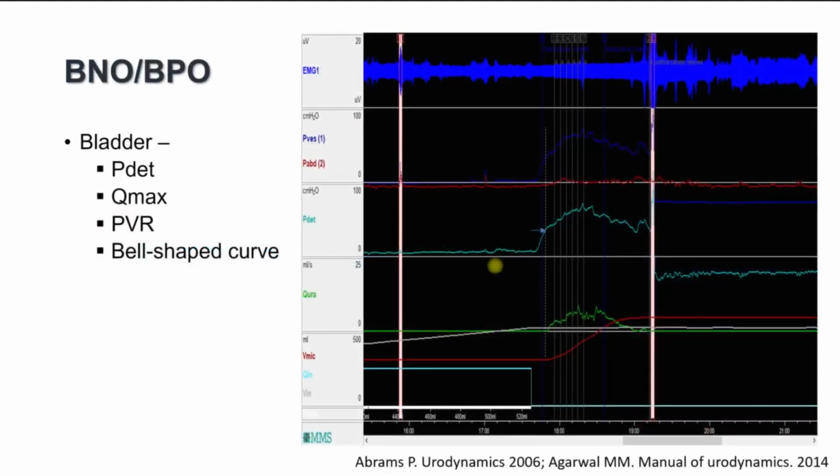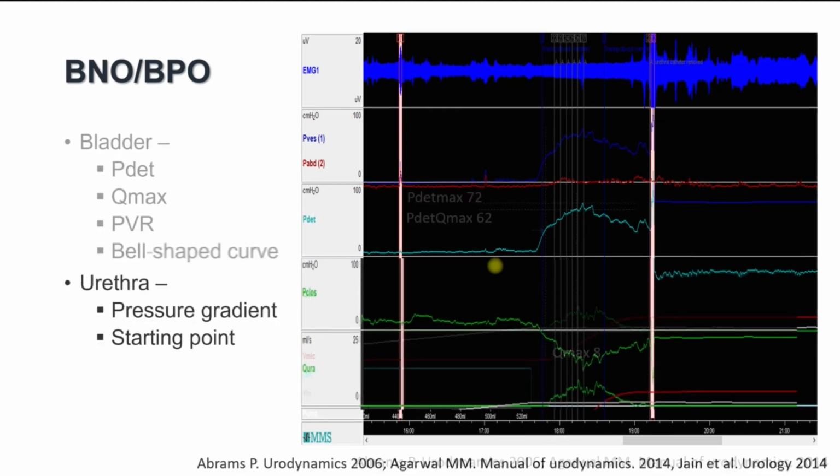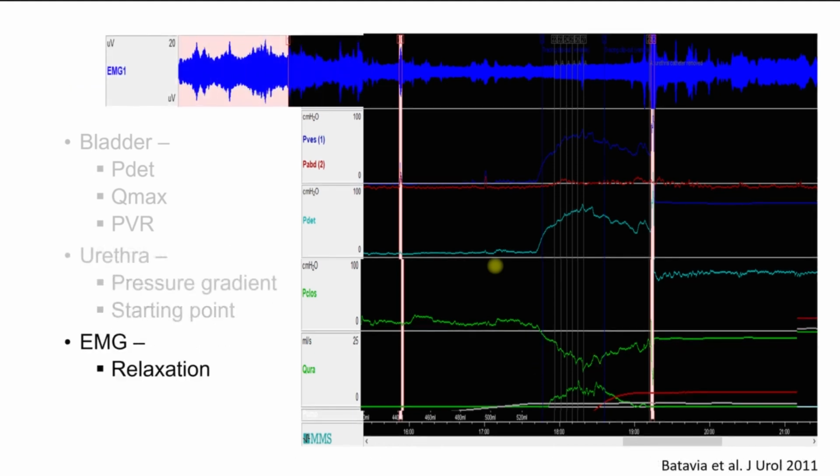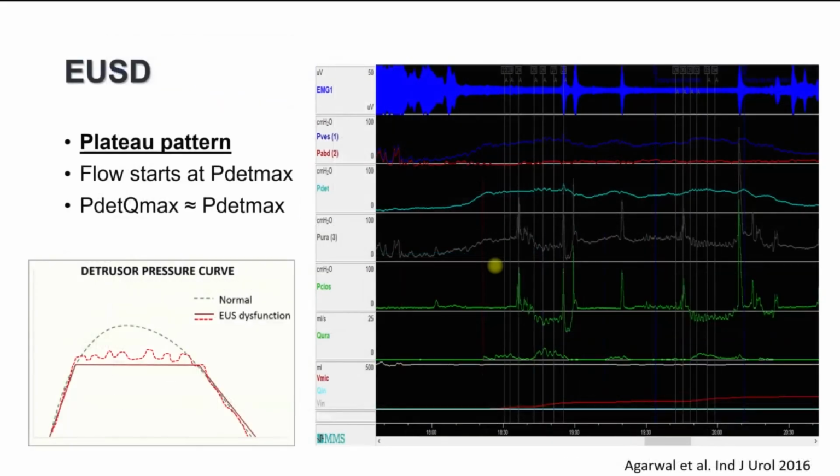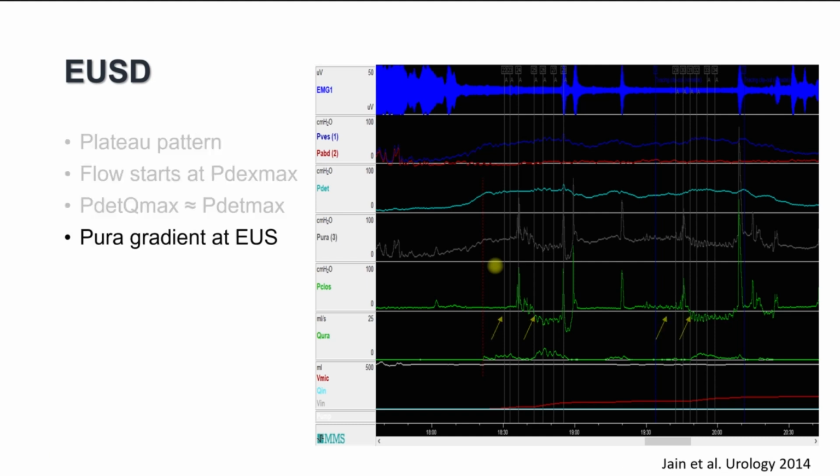So taking this example, in bladder neck obstruction, we can see high pressure, low flow. We can see on UPP, there is a dip right from the bladder neck in the urethral pressure. Then there is an EMG relaxation. And the graphs also show the Qmax in the obstructed range. In a sphincter problem, you will see a plateau detrusor pattern. The pressures are relatively low. The urethral pressure profile dip is in the region of the mid urethra.